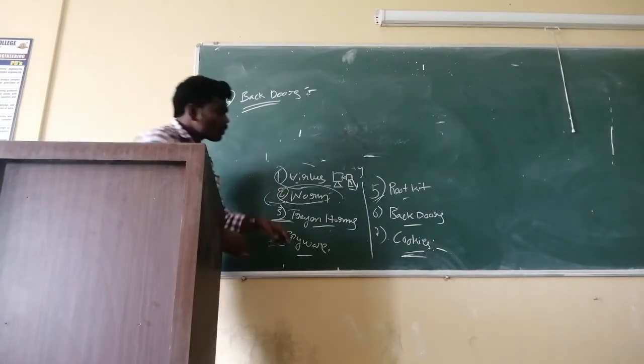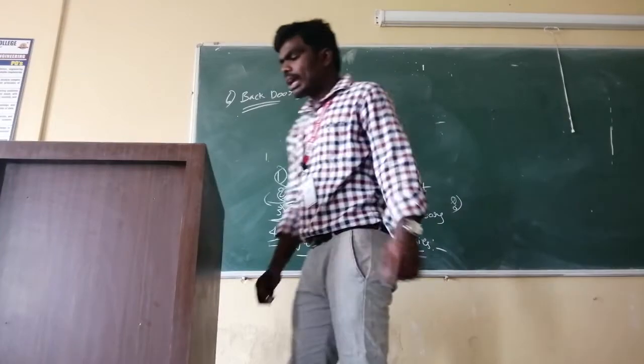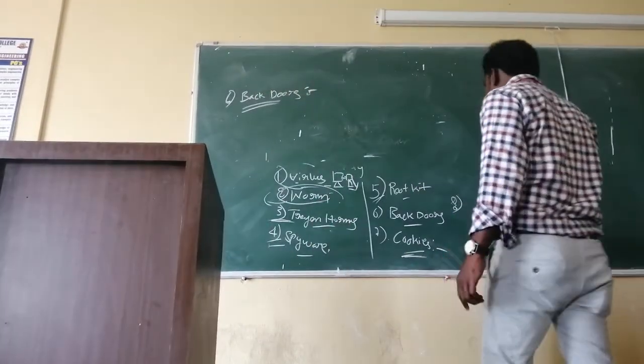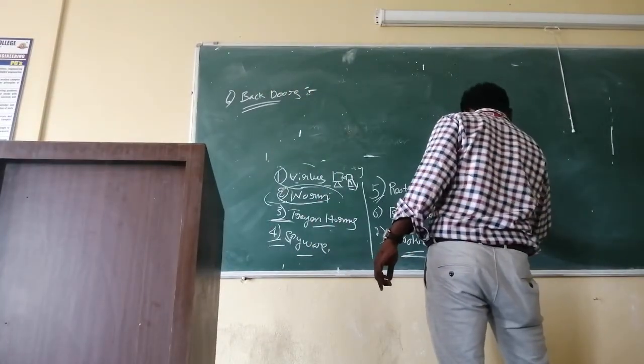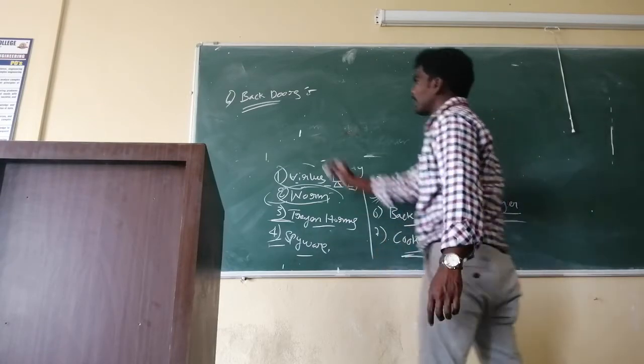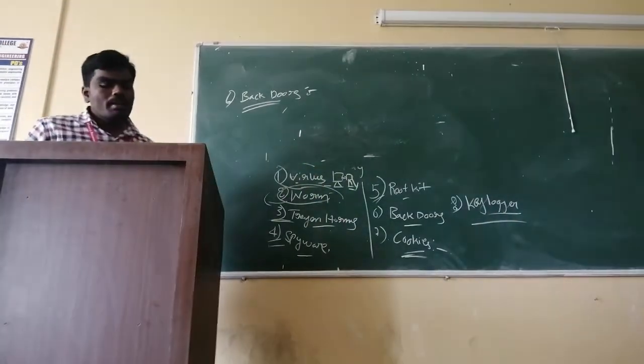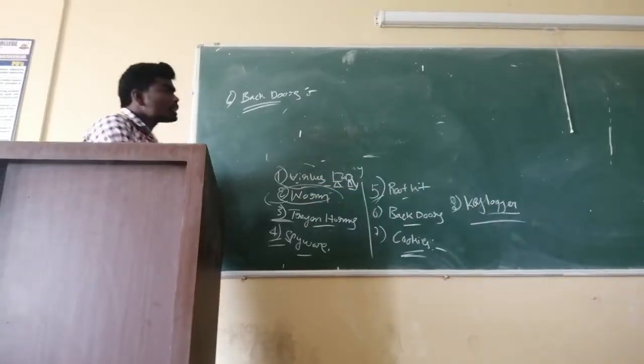In total we have 8. The eighth one is the keylogger. Okay, and backdoors. This one is the backdoors. What is a backdoor?